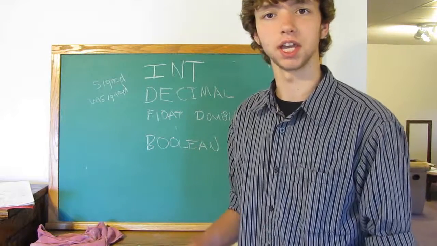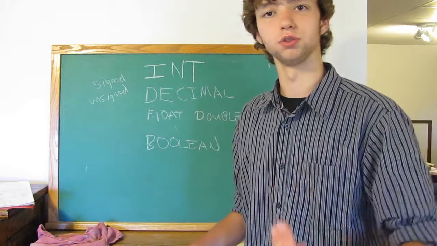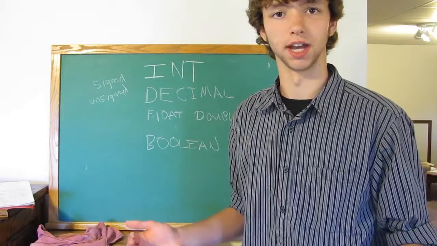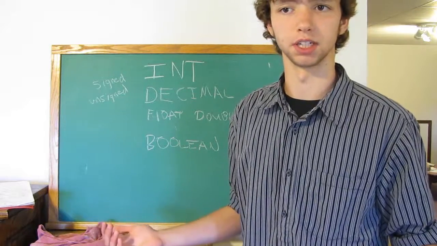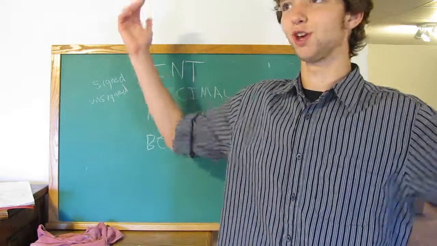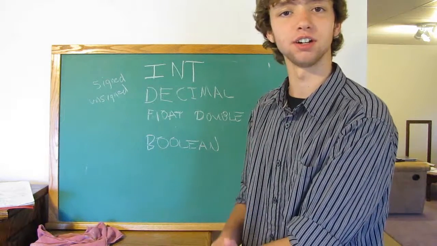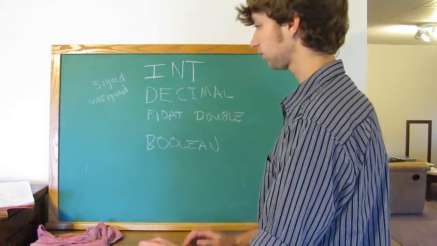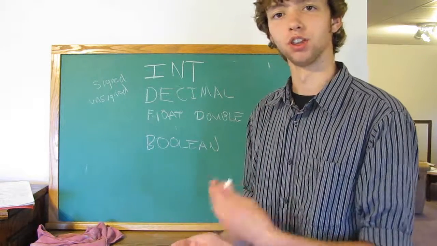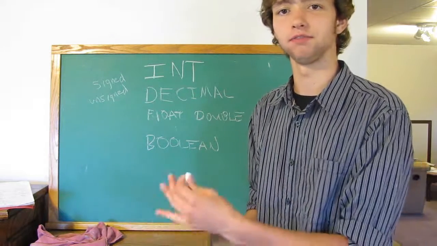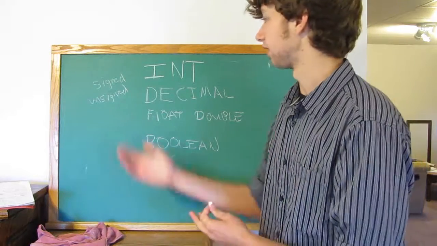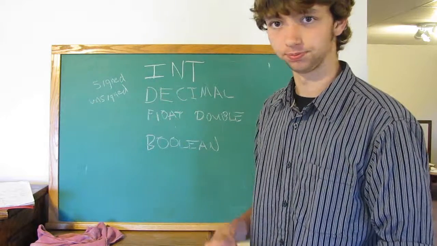So if you have 3 cats and you lose those cats, you have 0 cats. But if you lose 3 more, you have -3 cats. Which makes no sense, but whatever. So unsigned does not allow for negative values, which means you can only have 3 cats, 1 cat, 5 cats, 0 cats. That would be an unsigned integer.